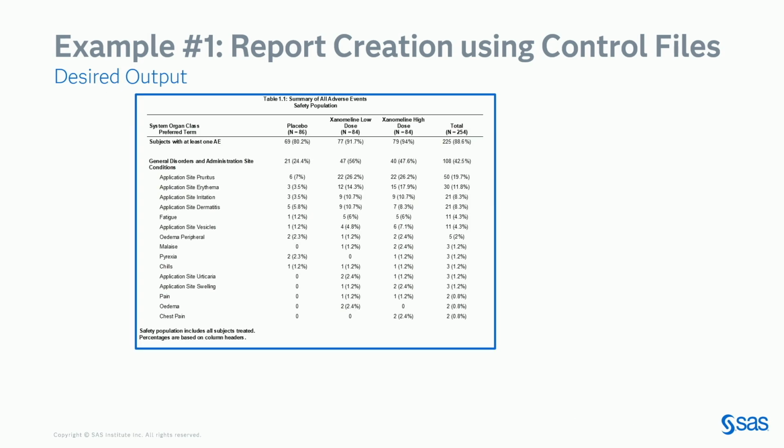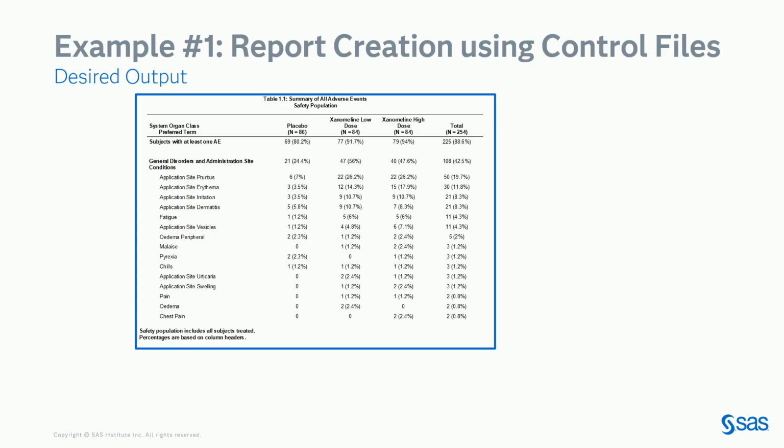So here are our reports that we're trying to produce. And for this particular one, it's an adverse event table. It's using all of the adverse events within the database. And so you'll see that we have our structure, we have our column headers, we have a title, we have our row labels as well, and we have footnotes.